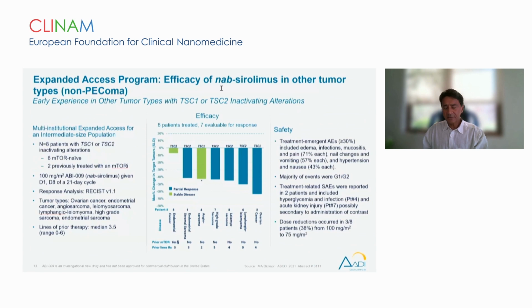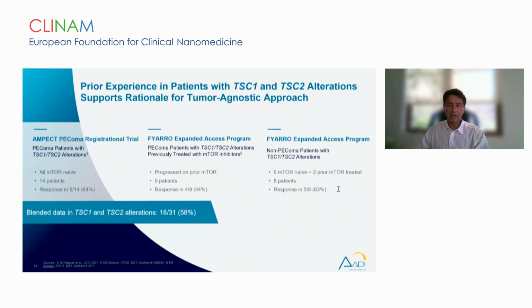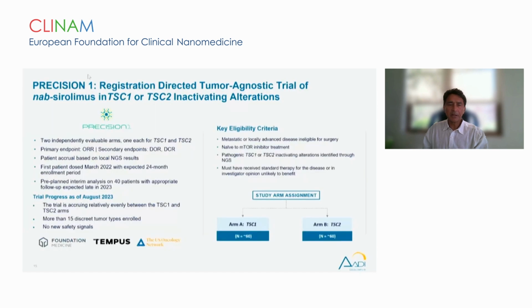We also looked at other types of tumors, so non-PEComa, and this included ovarian cancer, included other types of sarcomas like angiosarcoma, included endometrial cancer. And all of these patients had TSC1 or TSC2 mutations, and when treated with nab-sirolimus, we saw, despite the fact that they had failed 2, 3, 4, or 5 other prior therapies, they responded very well to the drug. And so this became a good rationale for going after TSC1 and TSC2 mutations. Looking at all of these different experiences with different patients, we have about 31 patients treated with TSC1 and TSC2 alterations, and the response rate in that population is about 58%, which is very encouraging, especially because a lot of these patients have failed multiple prior therapies.